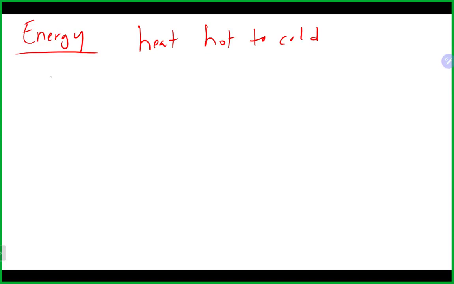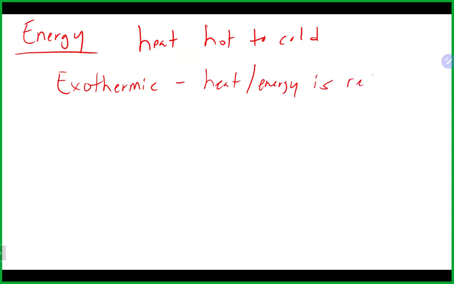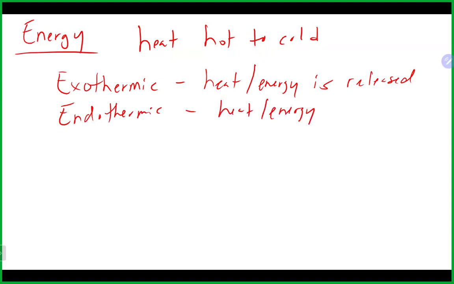We really talked about last time two types of processes involving energy. One is an exothermic process, where heat and energy is released. The other type of process that we talked about is an endothermic process, and in an endothermic process, heat and energy is absorbed. And we talked about some examples of this, but a very common example of both of these types of processes are, for example, phase changes.